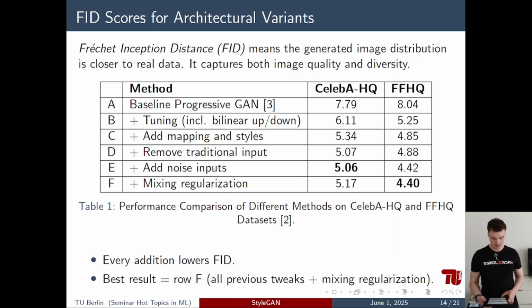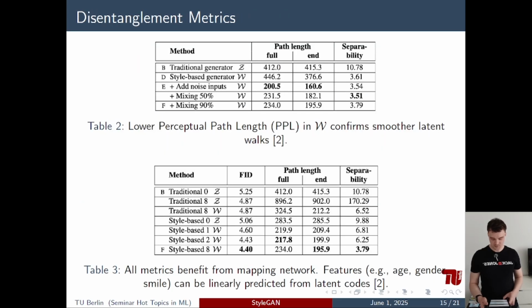CelebA-HQ is a dataset which is used for benchmarking and consists of pictures of celebrities, and FFHQ is a dataset they created during this work. And as you can see, using all the tweaks plus mixing regularization gives the best results. Now let's continue with disentanglement metrics.